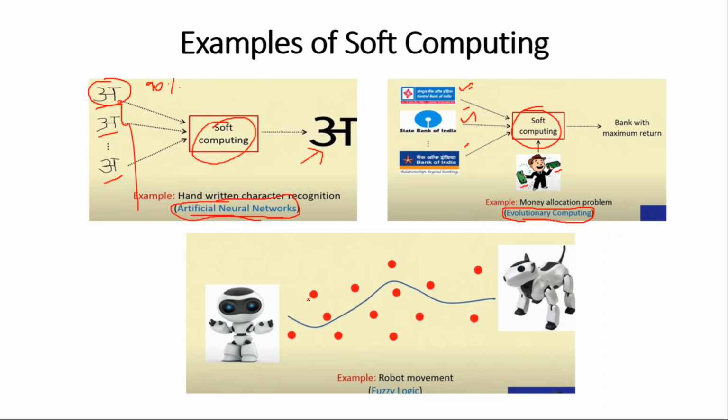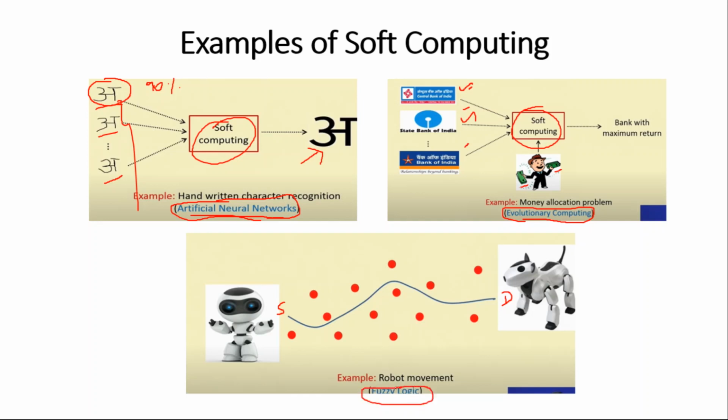Here there is a robot, and this robot should move from one point, the source, to the destination. But in between there are many obstacles. All these red dots are obstacles, so it should move in such a way that it does not hit any of the obstacles. How can it be done? To solve these problems we use a technique called fuzzy logic.